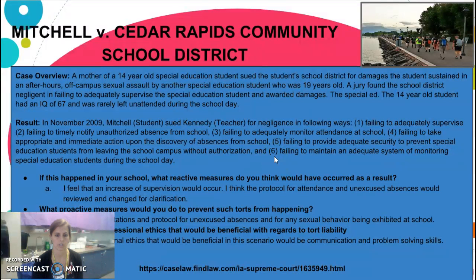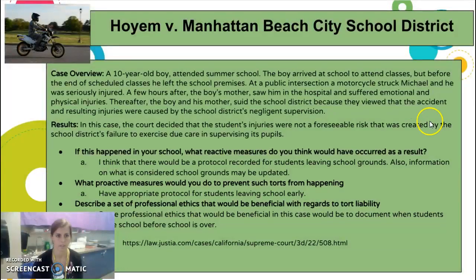Describe a set of professional ethics. In this scenario, I think communication was the key that was lacking, and just some problem-solving skills of protocol. Those are things that need to be happening in order for these things to not occur.